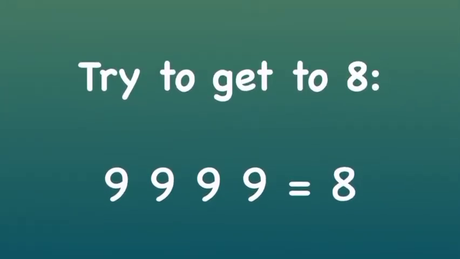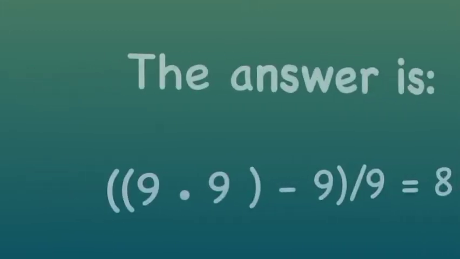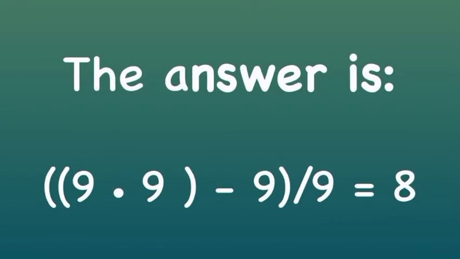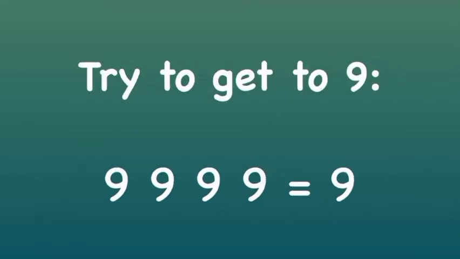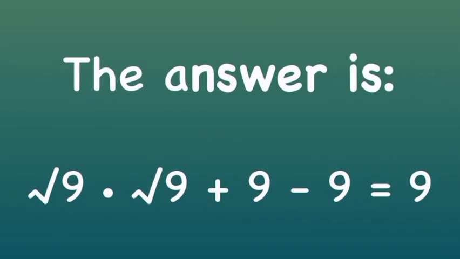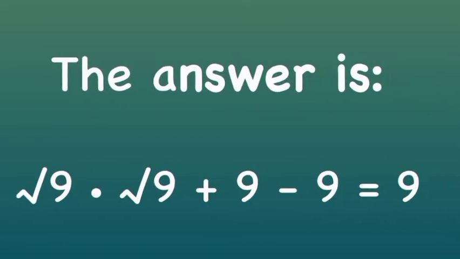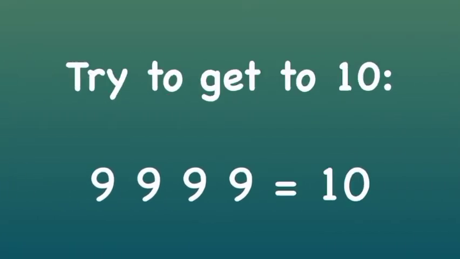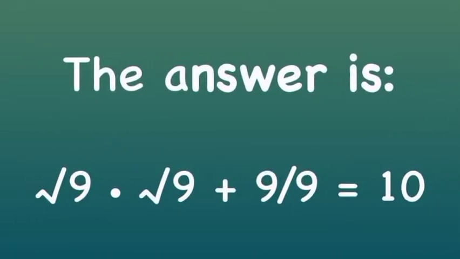Now it's turn for 8. Only, you have to use four 9s. 9 nines are 81. 81 minus 9 is 72. 72 divided by 9 is 8. Now for 9. 3 into 3, 9 plus 9, 18. 18 minus 9 is 9. Now for 10. 3 into 3, 9. 9 plus 1, 10.